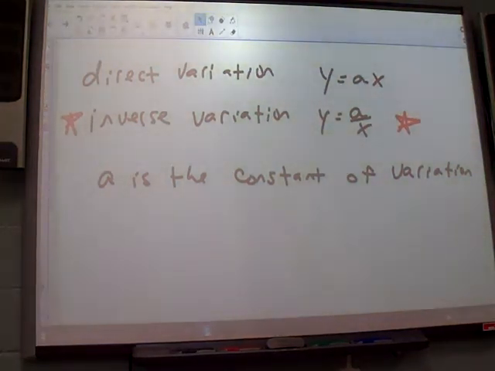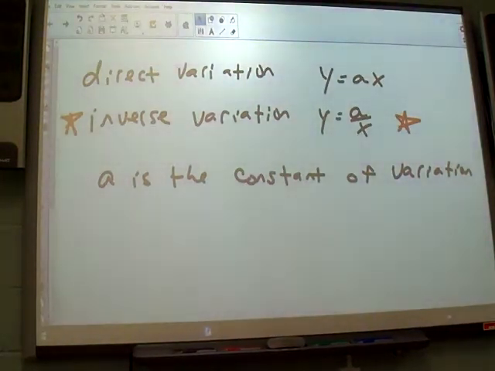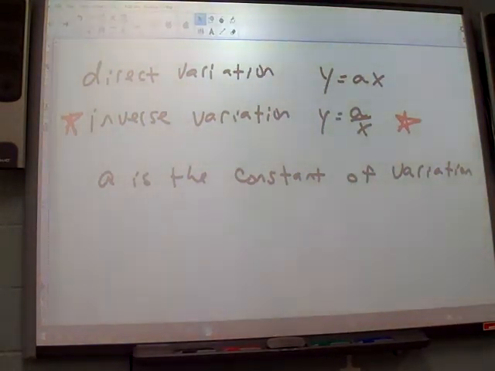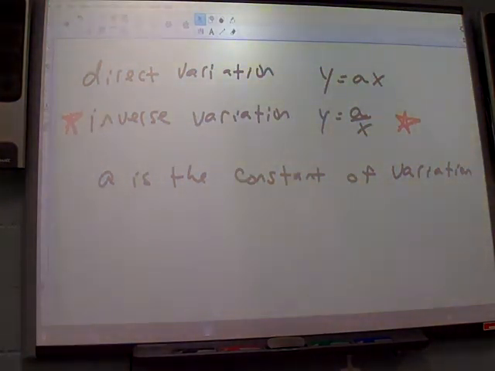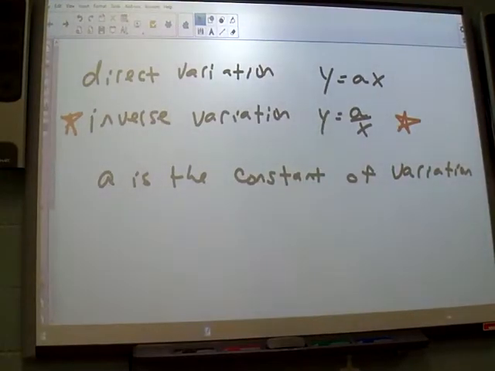Okay, yesterday I told you that our unit that we're starting today is called rational functions. And what we know about the word rational is that it can be written as a fraction. So this lesson today is a pretty easy introduction into it.